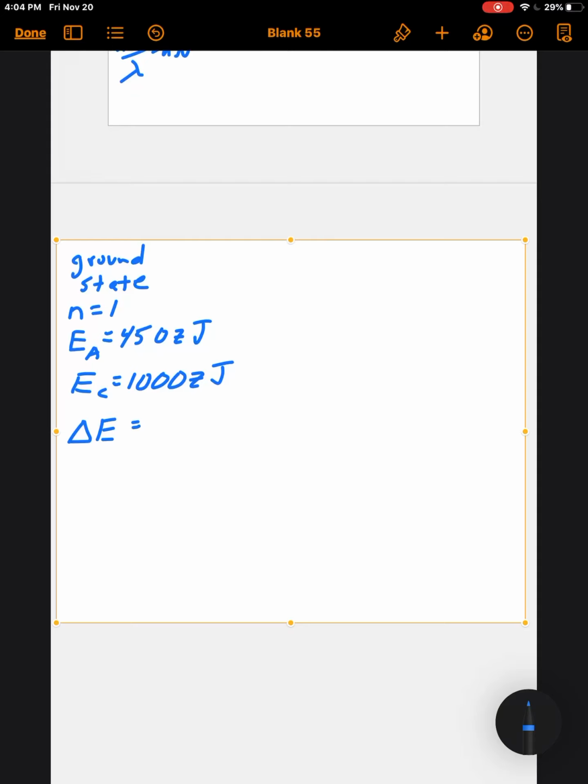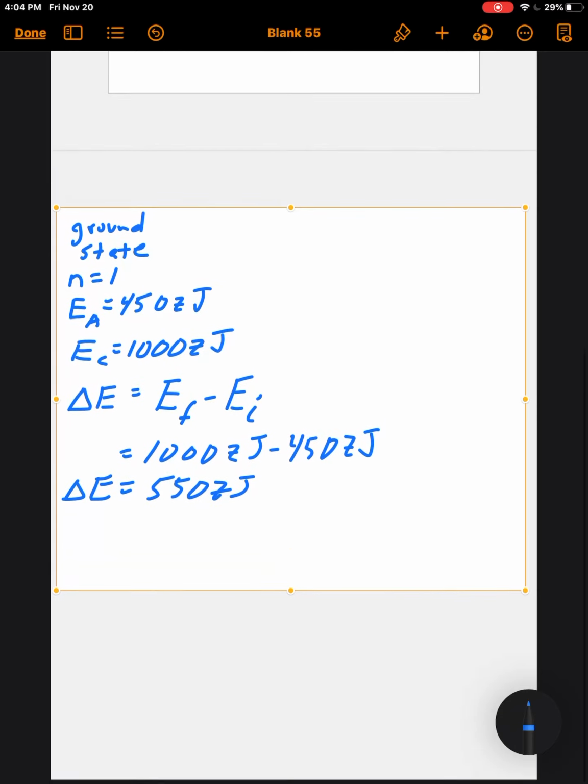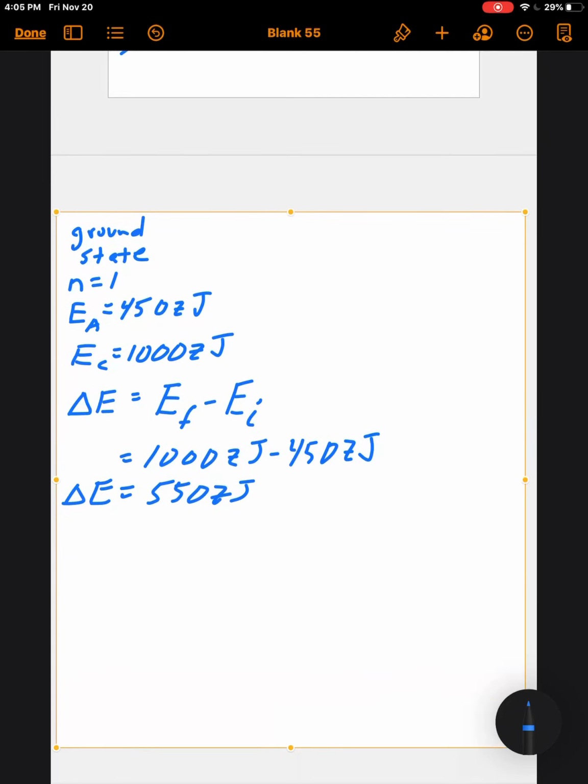So delta E would be the final minus the initial. So that would be 1,000 zeptojoules minus 450 zeptojoules. So that's going to be 550 zeptojoules. Right? Just take the difference in the two. Final minus initial. Now, we've got to convert that to nanometers.